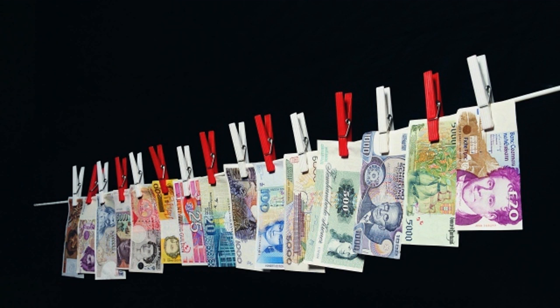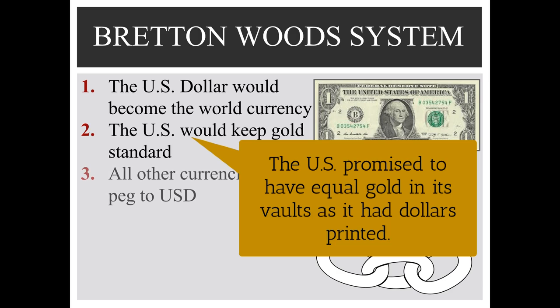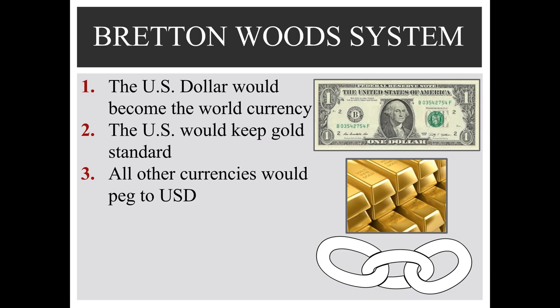so this wouldn't happen anymore. And the Bretton Woods system, as it's called, would work this way, and the IMF would monitor these rules. First, the US dollar would be considered the world currency. Next, the U.S. would promise to keep its gold standard. Finally, all the other currencies in the world would then peg their currencies to the U.S. dollar.